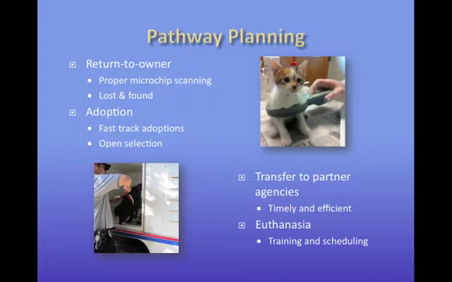So a couple examples there. And then euthanasia, unfortunately, is another way that animals tend to leave our facilities. And so you want to be sure that you have people that are trained and scheduled to perform euthanasia when it's necessary. It's especially important when you have animals relinquished by an owner for euthanasia. You don't want to have them waiting in the shelter for that to happen. You want to get that done as efficiently as possible.